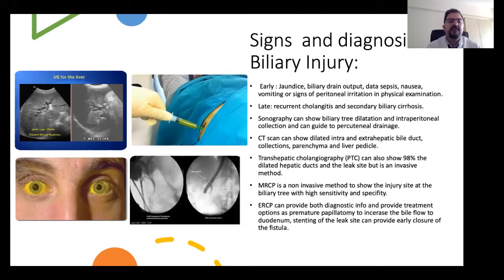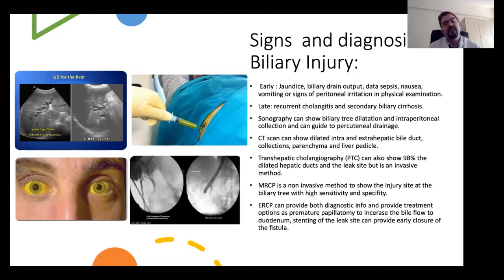Sonography is very helpful in these cases to show the dilatation of the biliary tree and intraperitoneal collections, and it can guide the treatment of the patient by percutaneous drainage, if you have a radiology department that can do so. CT is also important to show the biliary ducts if you give an intravenous contrast material to see the hepatic ducts. Transhepatic cholangiography will also show the dilated hepatic ducts, but it's more invasive.